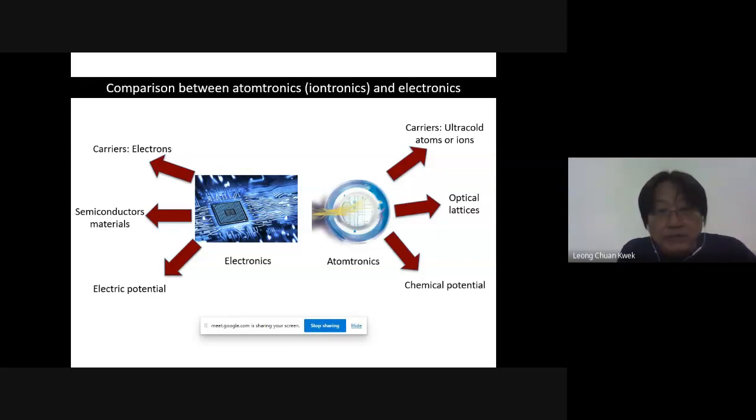Let me do a comparison between the so-called new term, Atomtronics, and contrast it with electronics. In electronics, you have chips whose carriers are electrons, and you have semiconductor materials, typically silicon based, and you operate with electrical potential. In Atomtronics, you change the carriers to atoms or ions, and they get trapped within not wires, but an optical lattice, and they move around because of the chemical potential of the atoms.